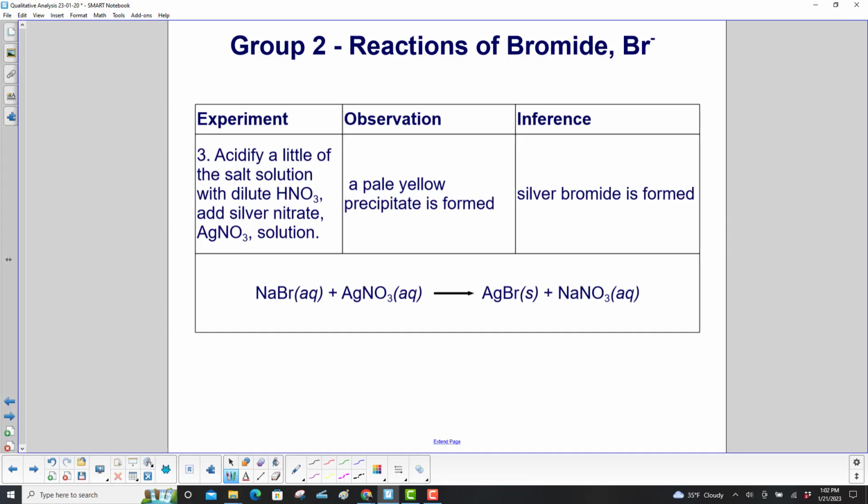3. Acidify a little of the salt solution with dilute nitric acid. Add silver nitrate solution. A pale yellow precipitate is formed. That means silver bromide is formed.